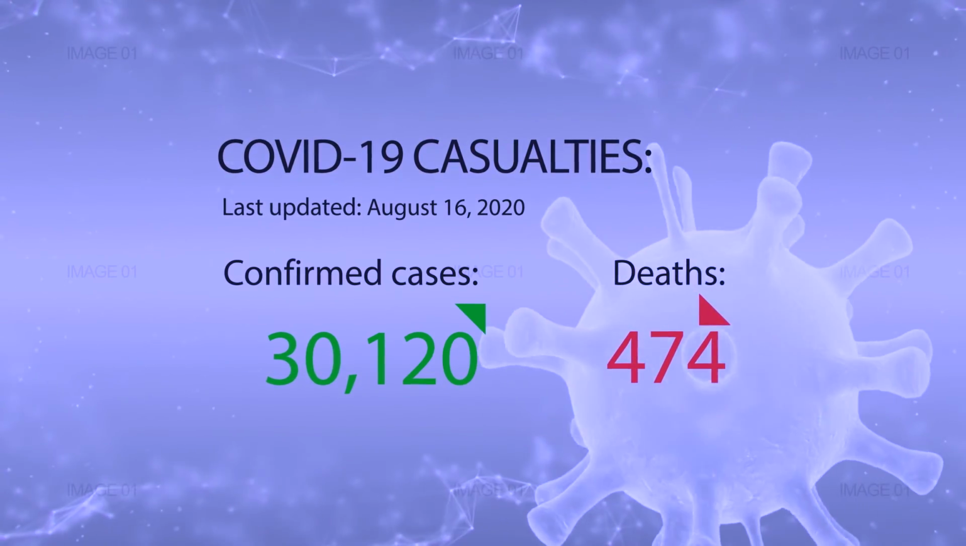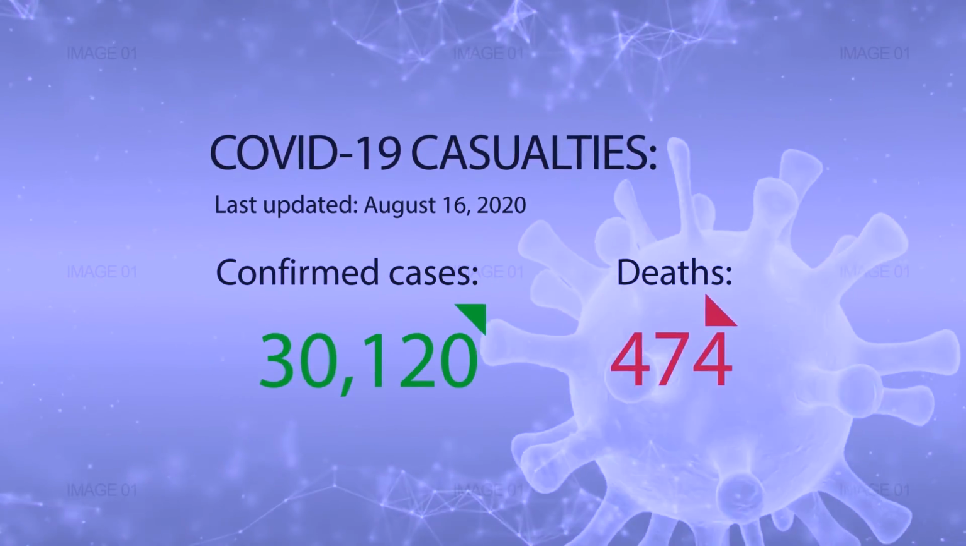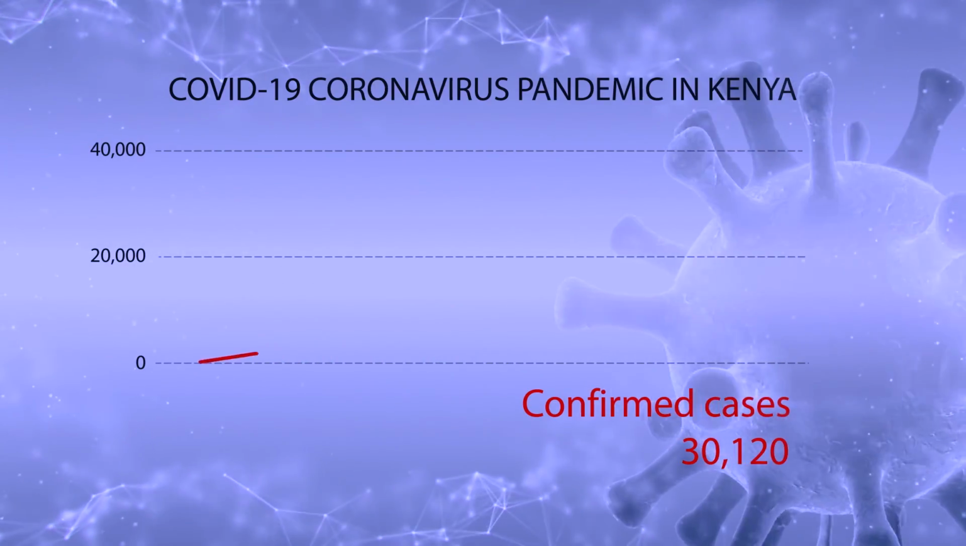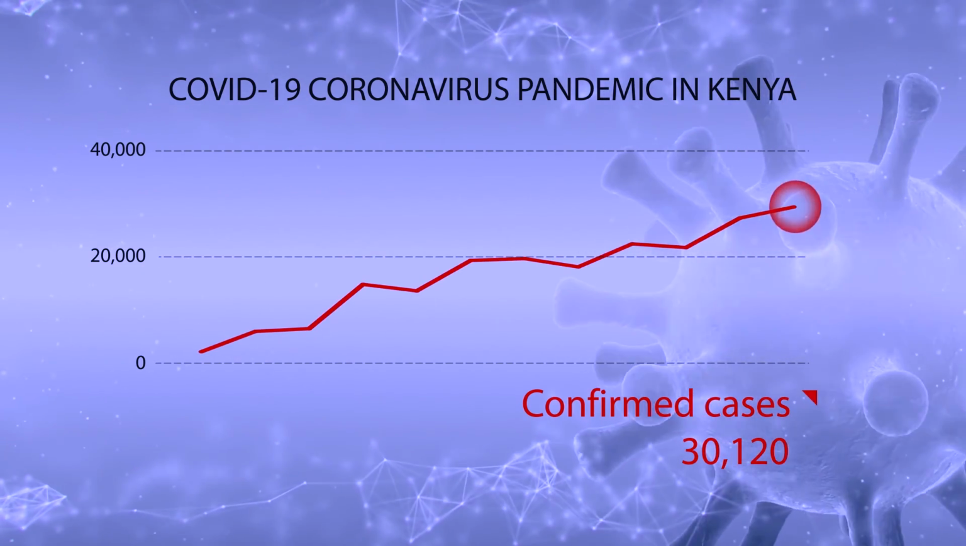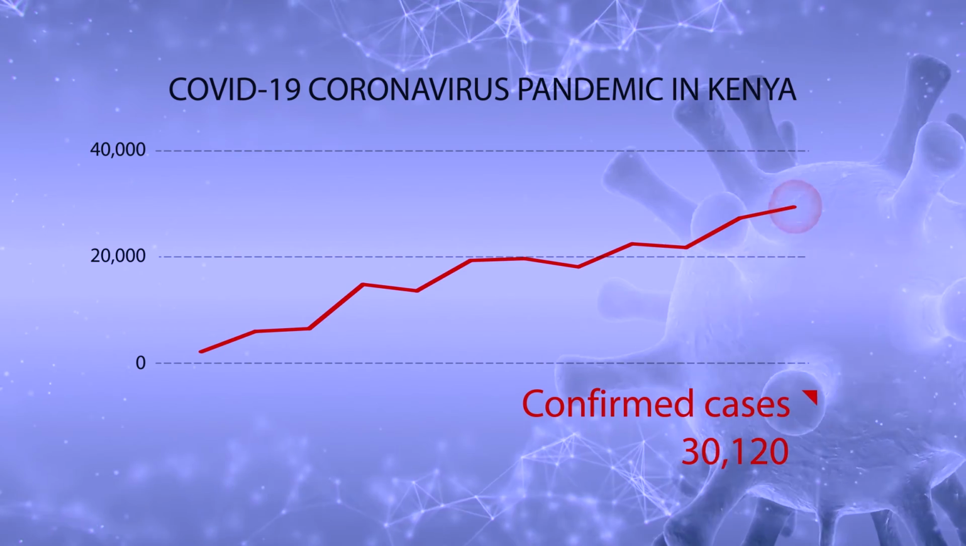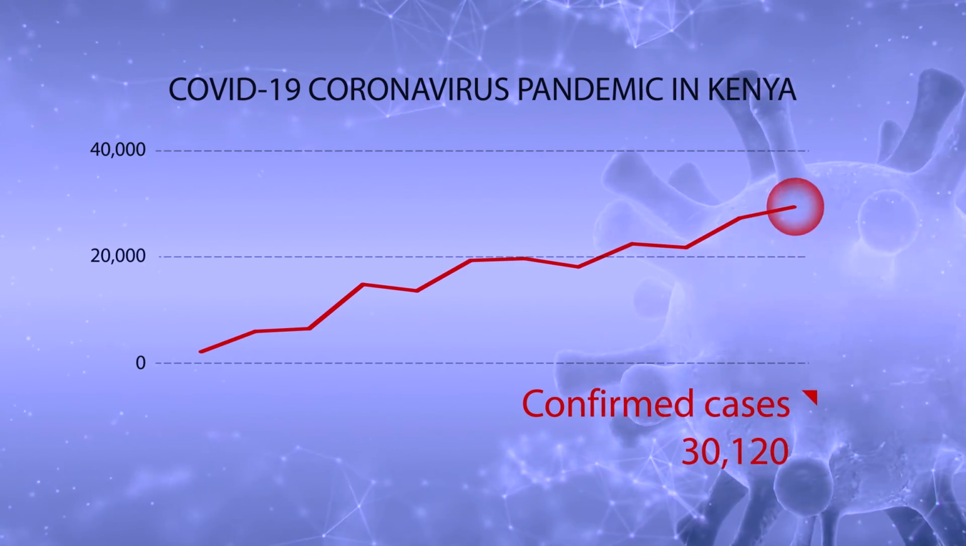COVID-19 casualties. In Kenya, there have been 30,120 confirmed cases of COVID-19 since December 2019, with 474 patients dead so far. In just the last 14 days, there have been 8,486 new cases and 108 recorded deaths.